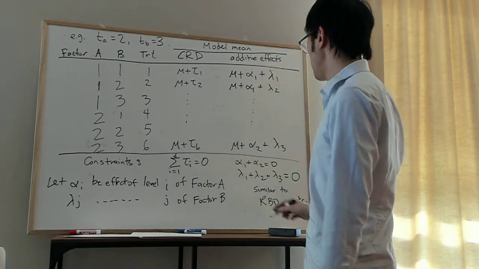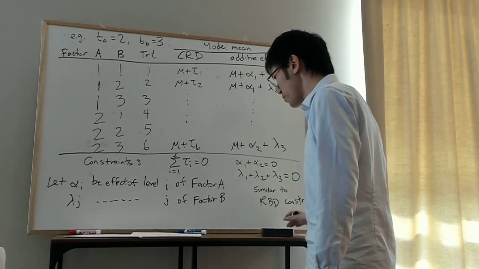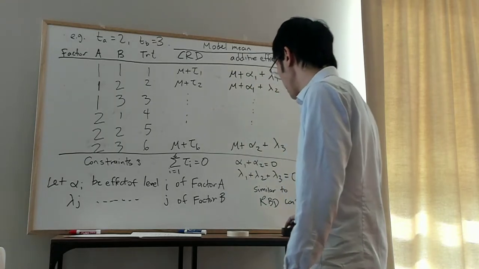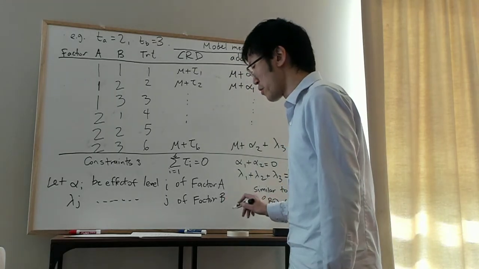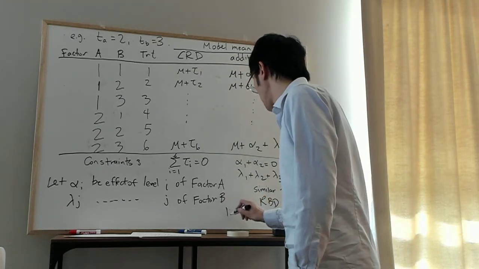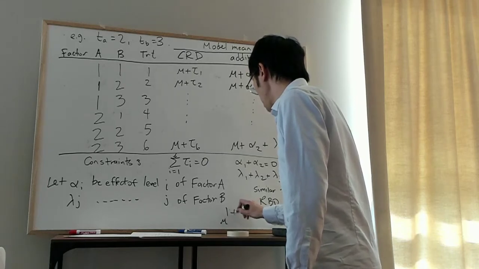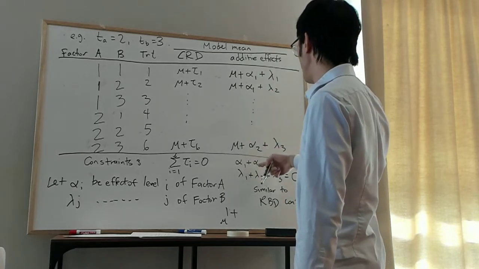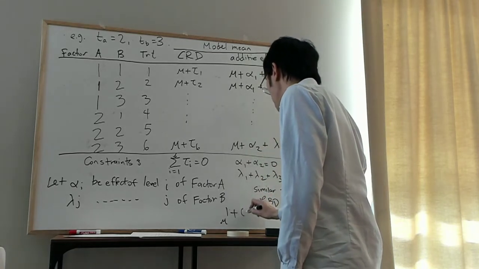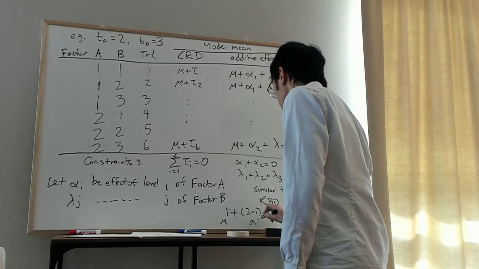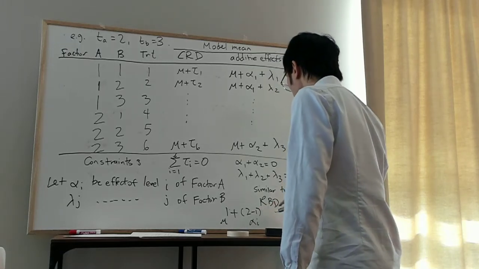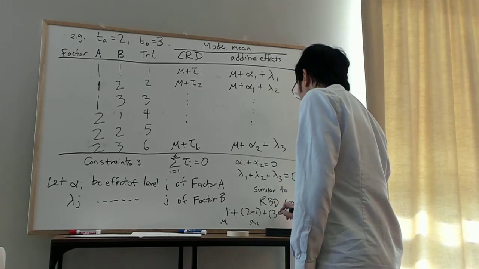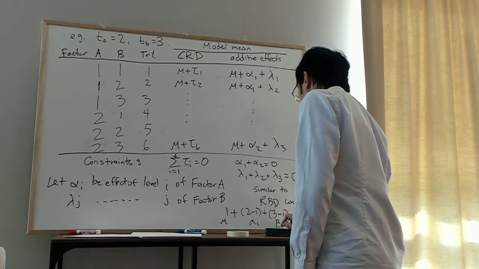So how many are there here? Let's just fill it in. The number of parameters here: we have one for mu, and then we have two alphas but one constraint, so two minus one for the alphas, and three minus one for the lambdas.